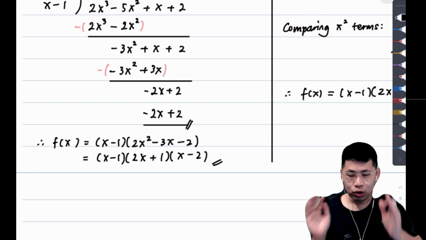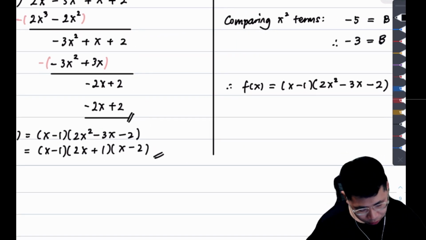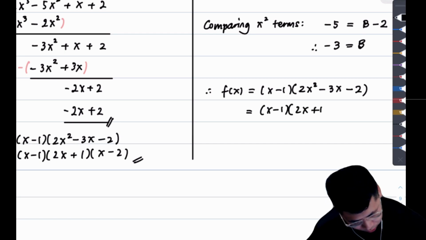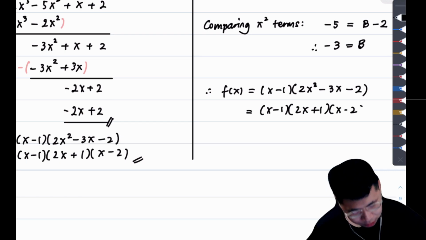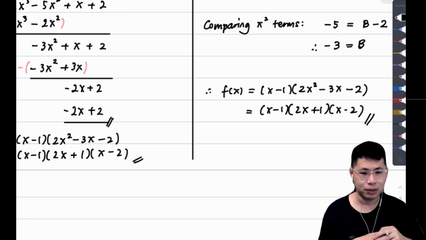So if we see a quadratic factor, we try to factorize it. Similarly over here, we have our x minus 1, and then we have our 2x plus 1 and x minus 2. So there we go. We have our final answer for our factorization of the cubic polynomial.